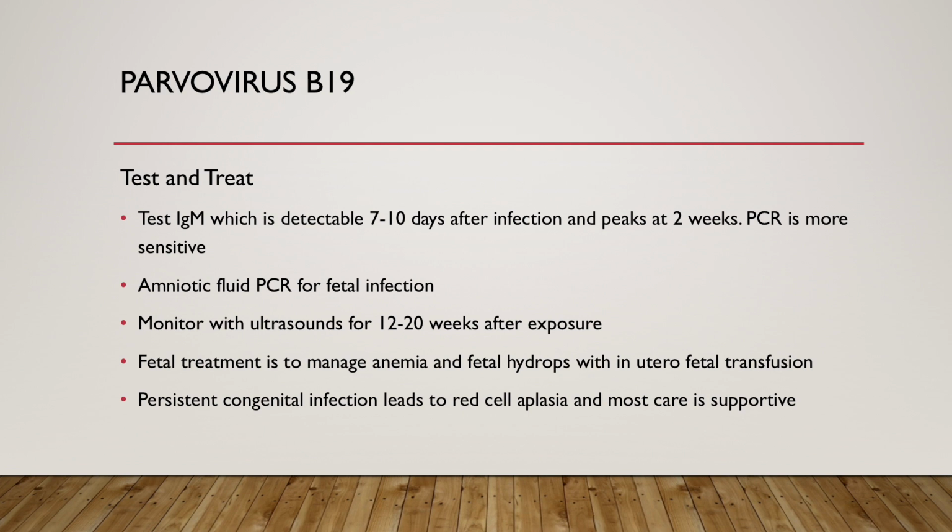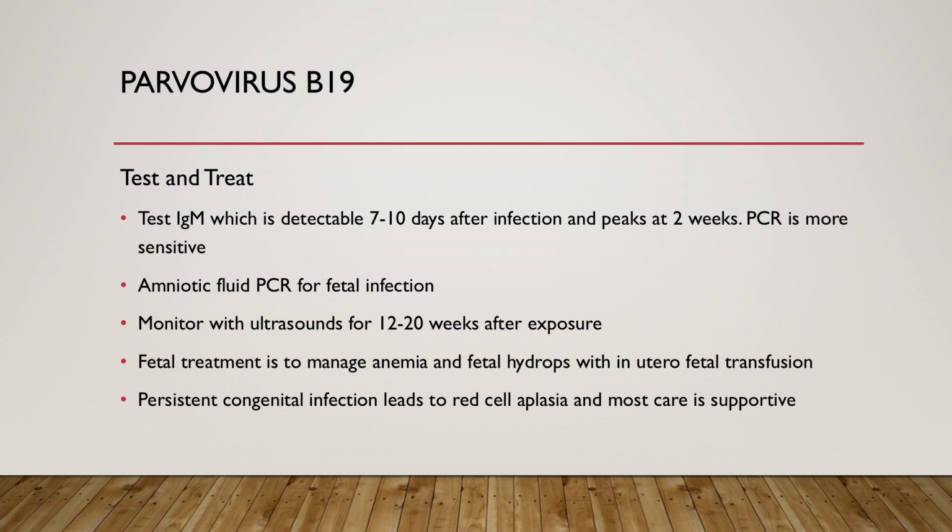To test and treat for parvovirus, you will want to test for IgM antibodies in the mother, which are detectable 7 to 10 days after infection and peak around 2 weeks. PCR is a more sensitive test. Amniotic fluid can also be tested for fetal infection. If there is a concern of fetal transmission, you will want to monitor with ultrasounds for 12 to 20 weeks after the possible exposure. Fetal treatment is to manage the anemia and fetal hydrops with in utero fetal transfusions.